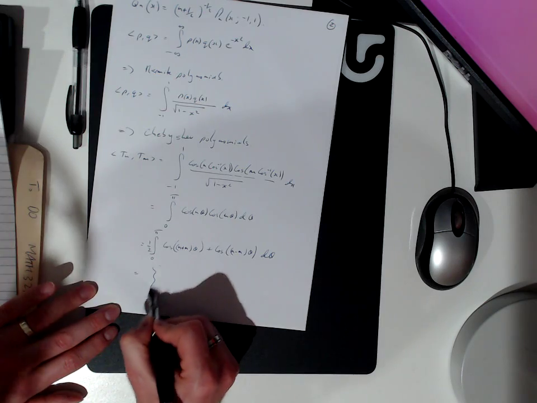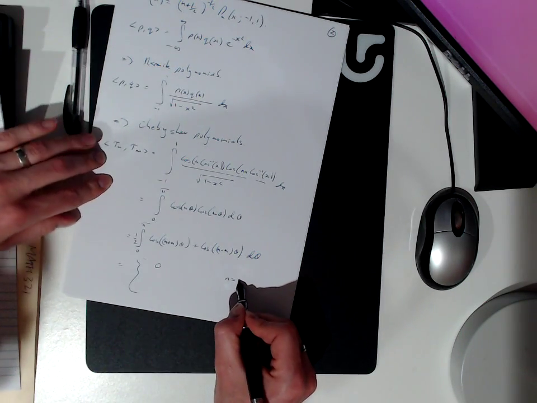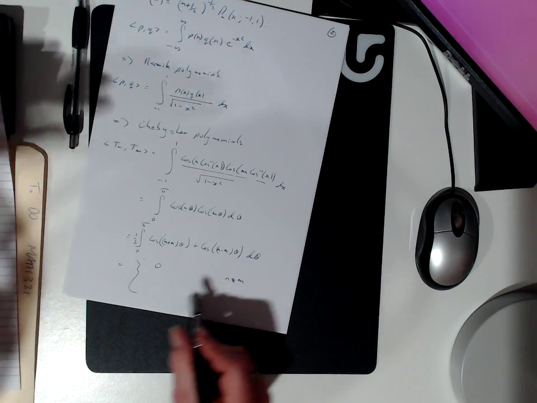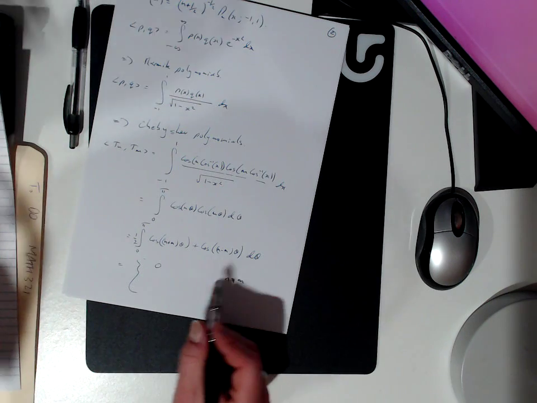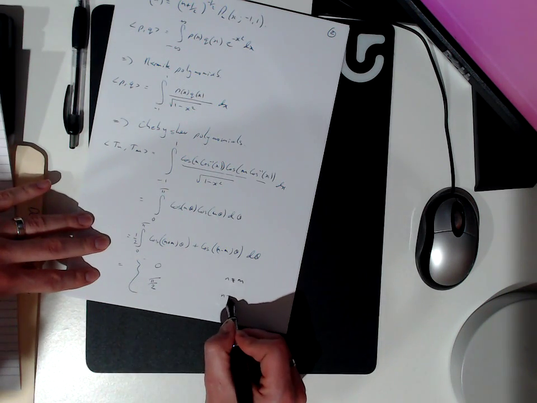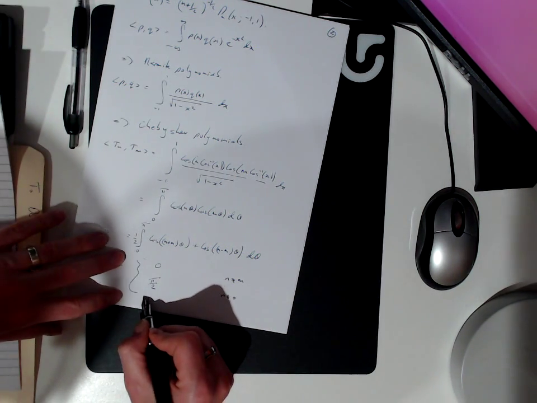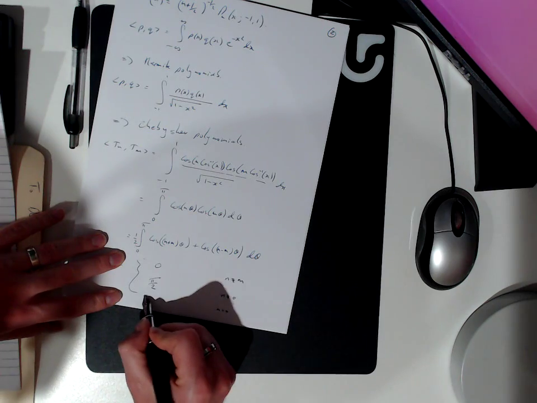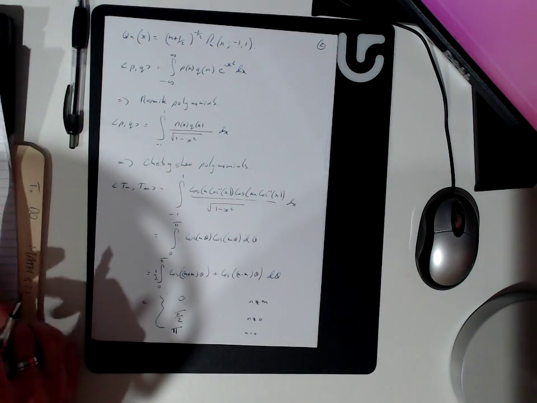and if you work that out, the result is that you get 0 if n is not equal to m, and if n is equal to m, this term is actually a 1, and the result is pi over 2 if n is not equal to 0, and pi if n is equal to 0. And you should carefully check that that all works.